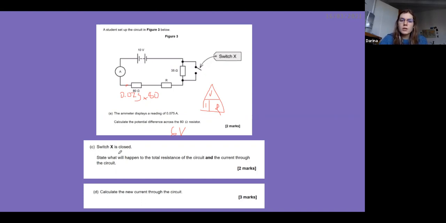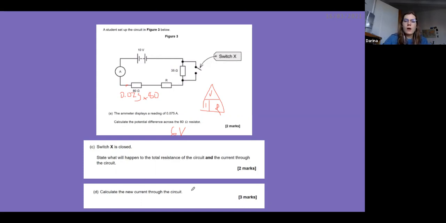If switch X is closed, then what will happen to the total resistance of the circuit? I assume you've read through this, so let's go through it. The total resistance of the circuit would decrease, right? Great, it would decrease because, as we've just talked about, this means that we've created an alternative pathway for that current to flow through. So most current would not flow through that 35 ohm resistor at all, because it simply doesn't need to. Current always takes the path of low resistance.